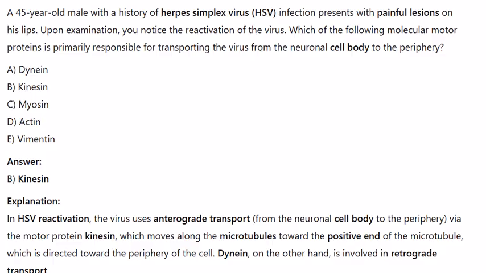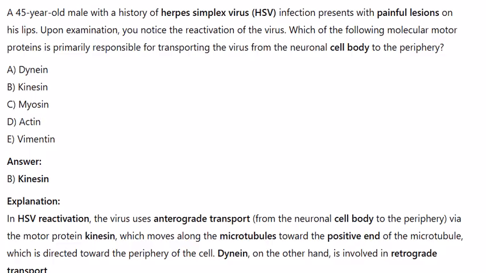Explanation. In HSV reactivation, the virus uses anterograde transport from the neuronal cell body to the periphery via the motor protein kinesin, which moves along the microtubules toward the positive end of the microtubule, which is directed toward the periphery of the cell. Dynein, on the other hand, is involved in retrograde transport.